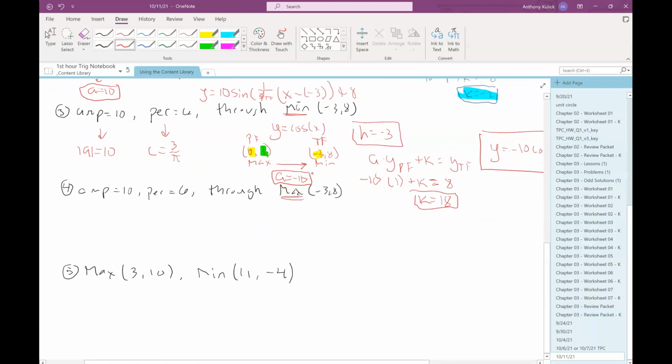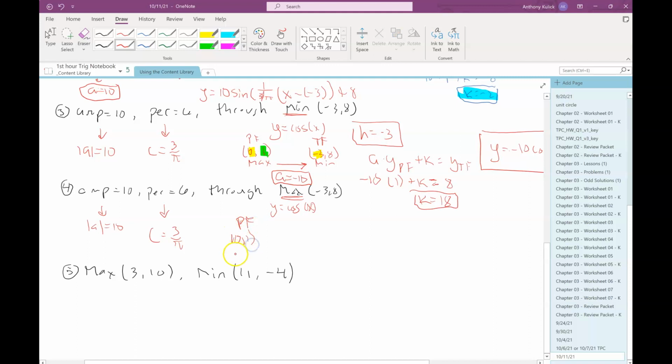This one is easier even. So again, my amplitude, I know the A value is 10. The period tells me the C is 3 over pi. And then again, since we're doing a max or a min, an extreme point, right? Maxes and mins are extreme points. I'm going to use cosine.